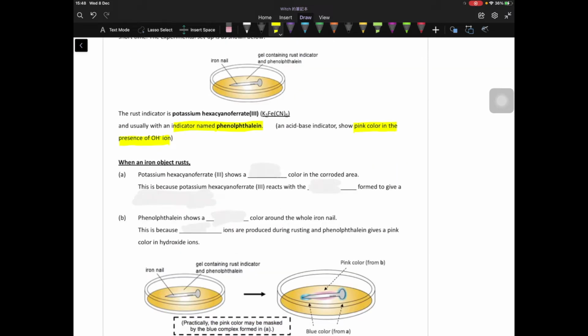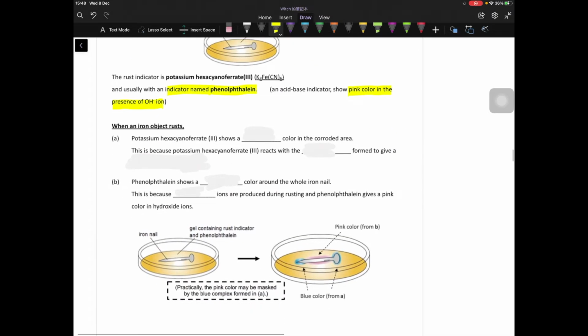As we mentioned before, when an iron object starts rusting, first it will show hydroxide ion and also the iron 2 ion. So first, what is the function of the long name potassium hexacyanoferrite? Its function is to show the blue color in the corroded area. This is because the hexacyanoferrite will react with iron 2 to give a blue complex. So in case you see the blue spots, very good. That means iron 2 exists there.